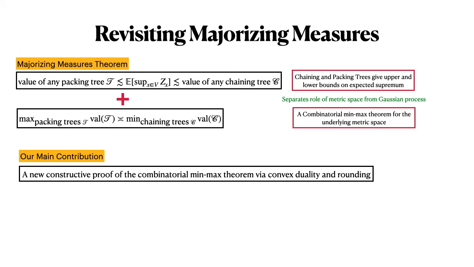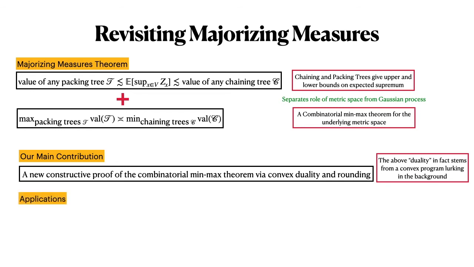And our main insight is that this strong duality between chaining and packing trees in fact stems from a convex program that lurks in the background. So this is in fact a consequence of convex duality. In particular, our proof works completely in the setting of metric spaces. Before I can say more about the proof, let me first try to give you some nice applications.